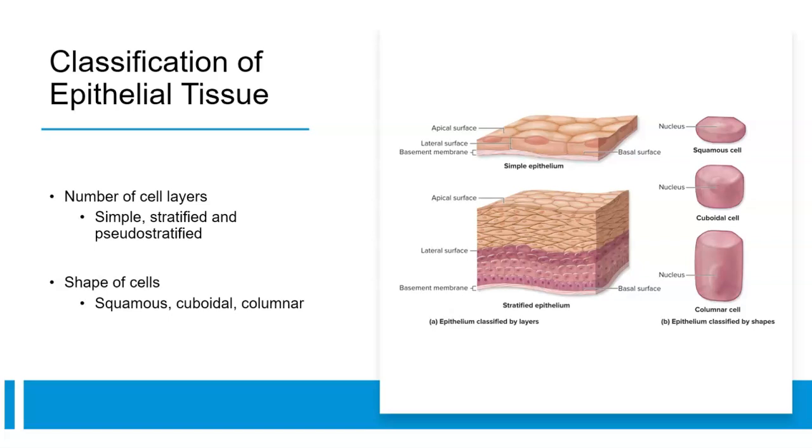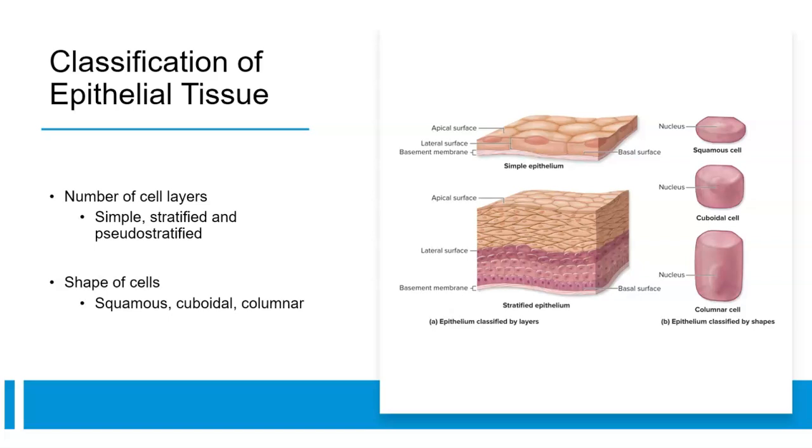And one more, that is our pseudostratified. So pseudo means false. So these tissues, pseudostratified epithelial, appear to be layered, but they're really not. So all of the cells are attached to the basement membrane, but not all of them reach all the way to the top to have a free surface.